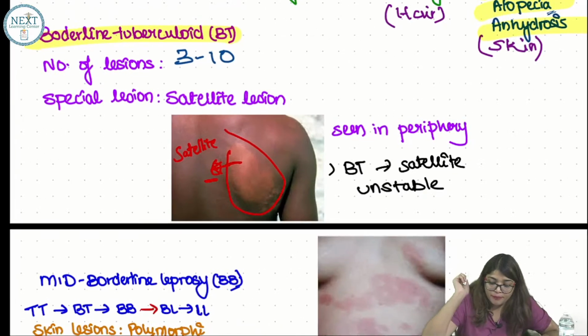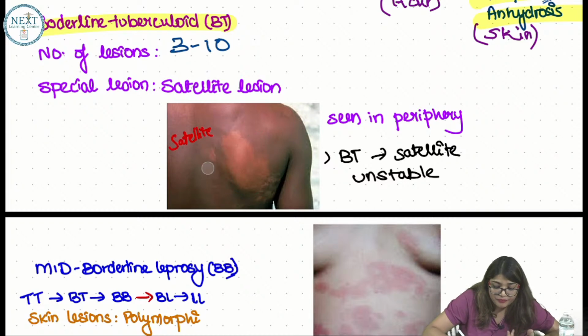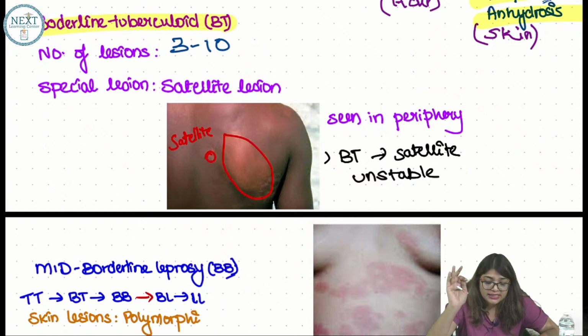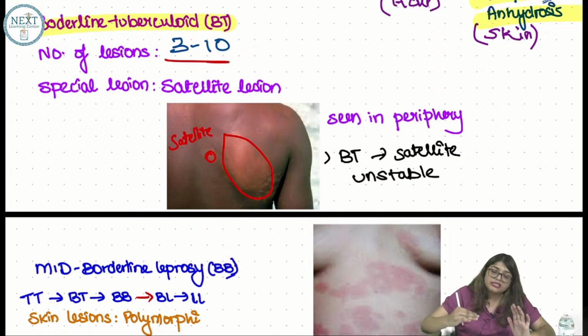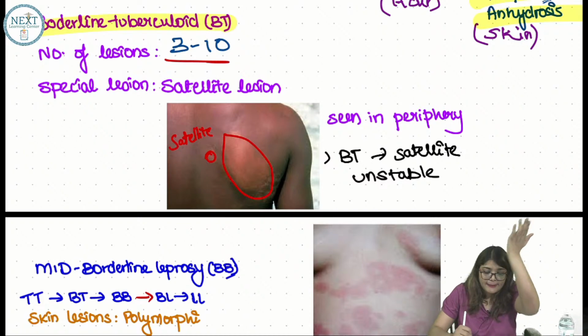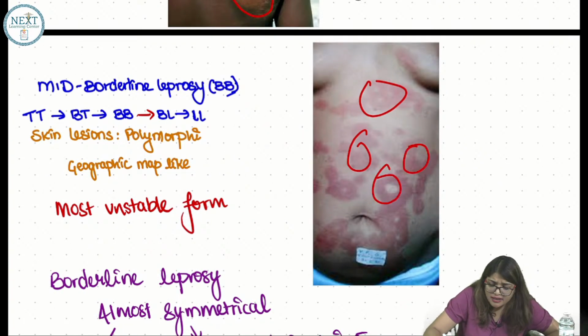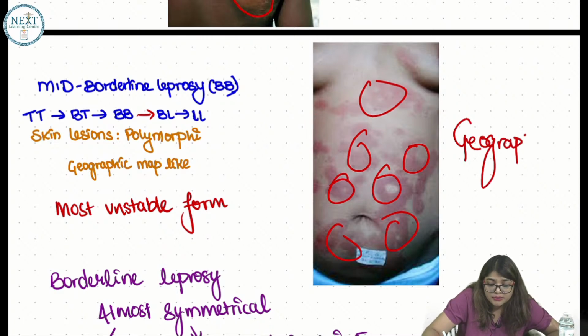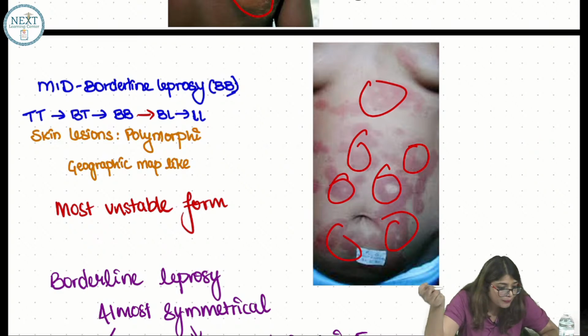All right. So BT, from the bigger lesion, the acid fast bacilli is trying to leave, and it leaves a smaller lesion that is known as a satellite lesion. So where is it seen? It is seen in borderline tuberculoid, which has around 3 to 10 lesions. Again, as immunity decreases, your lesions are increasing, right? Then in mid borderline leprosy, what kind of lesions do you have? Can you see they are everywhere and in any shape? So this is known as geographical map-like lesions. They are seen in borderline type of leprosy.